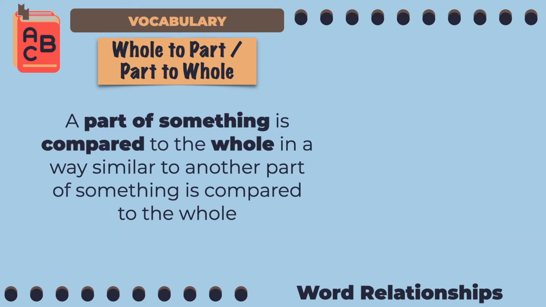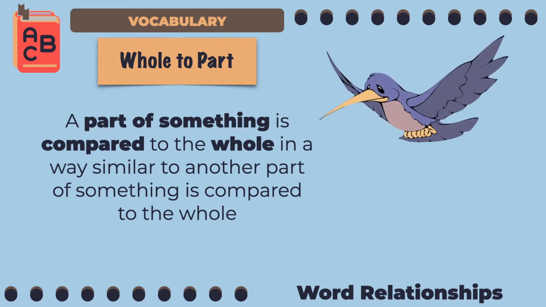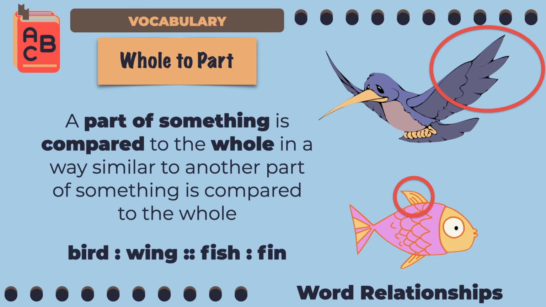A part of something is compared to the whole in a way similar to another part of something is compared to the whole. For you to better understand the concept of this word relationship, take a look at this. The whole object is a bird. Now let's choose a part of the bird, its wing. Same thing with this fish, which is the whole, and a part of it is its fin. So if we put that into writing, it reads as bird is to wing as fish is to fin.